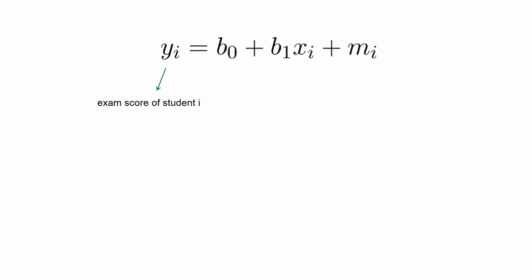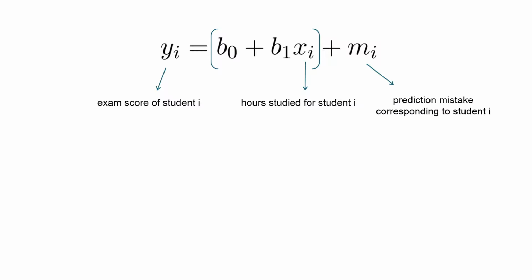Let's continue from part 1, starting from this equation where yi, which is the exam score for student i, is explained by xi, which in our example is the hours studied for student i. If you remember, this portion in brackets represents a straight line with b0 being the intercept and b1 being the slope of the line. And the vertical difference between the straight line and the exam score for student i, we call it the prediction mistake corresponding to student i. Finally, the subscript i runs from 1 through n, where n equals 30 in our example because we have 30 students or observations in our data.